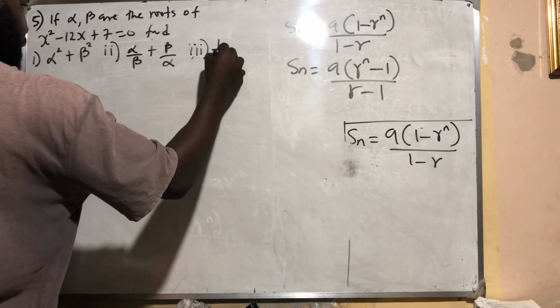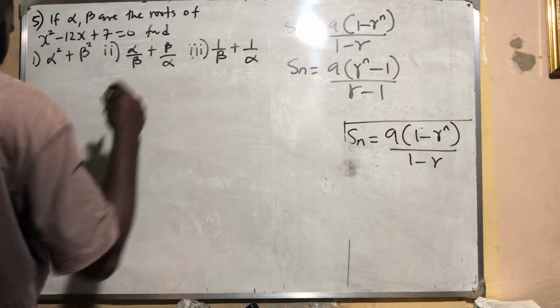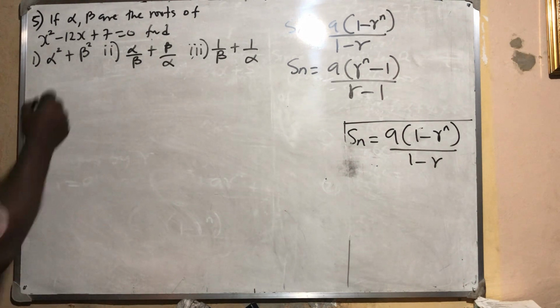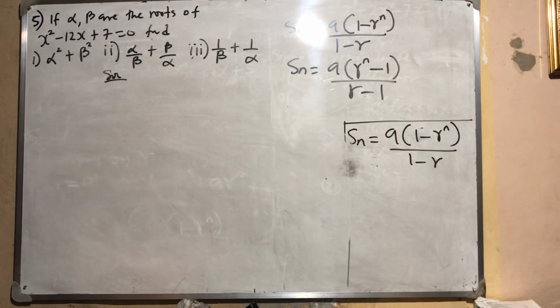(iii) 1 over beta plus 1 over alpha. Right? Okay. So now this is a very simple solution. Now anytime you are solving anything that has alpha and beta, the first two things you must get are alpha plus beta and alpha beta. Please watch my video on roots of quadratic equation. You will understand this very well.